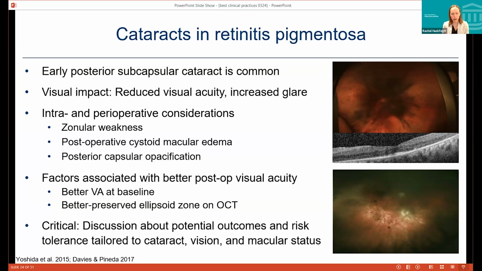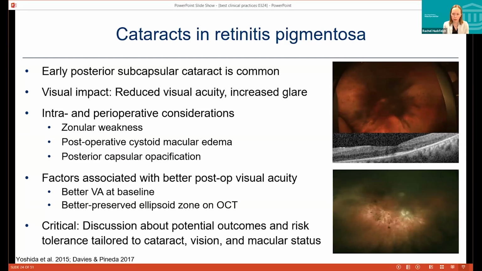And as we think about the person in our chair with a cataract and their post-operative potential outcomes, we know that better visual acuity at baseline and a better preserved ellipsoid zone on OCT at baseline are predictors of better post-op visual acuity. That said, it is such a personal decision.